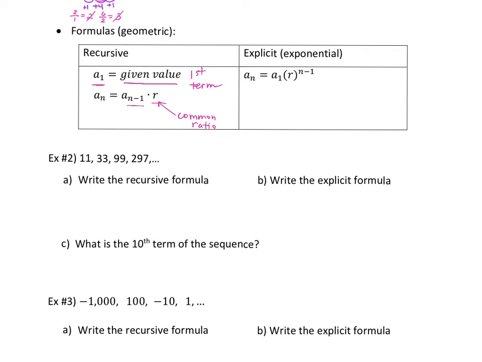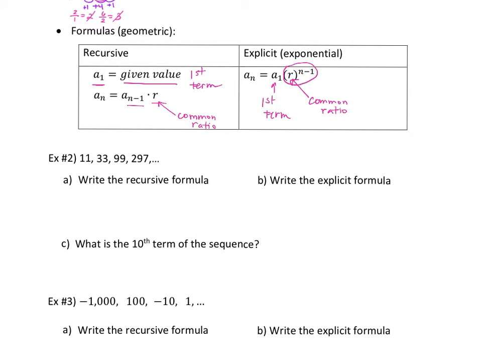Okay, so that's the recursive formula. The explicit formula takes your first term, a sub 1, and your common ratio, and multiplies them. Once you take, so you've got to do this part first, your common ratio to the n minus 1 power. So whatever term number you're looking for, if you're looking for the 6th term, you would take r to the 6 minus 1, so r to the 5th. Okay, and then you can multiply by your first term.